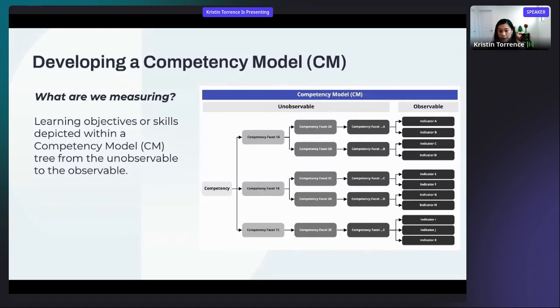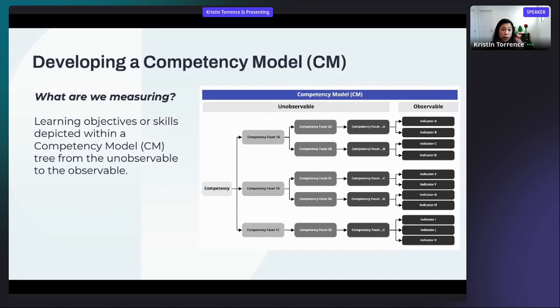You can see here on the very left-hand side of the diagram, you begin with a competency, and as you unpack it, you move more to the right. The competency facets become increasingly observable, ending with the indicators on the very right-hand side. And these, not just games, these are what's observable in any of your learning solutions, whether that be e-learning, immersive learning, or game-based learning.